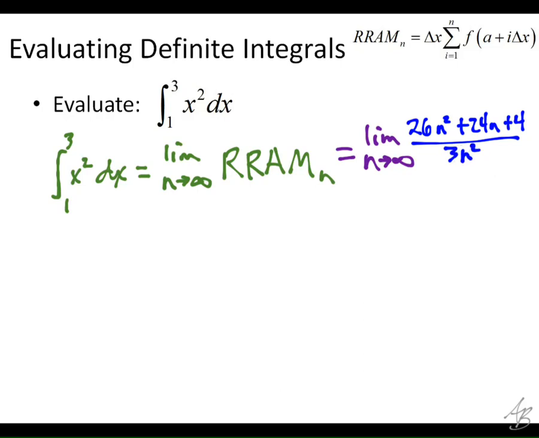Well, this is actually a really easy limit to evaluate. This step is one of the easiest steps in this whole process of solving the area problem. We have a rational function where the degree on top is the same as the degree on the bottom. So what's the trick? Divide those leading coefficients. So this is going to equal 26 over 3. And we're done.